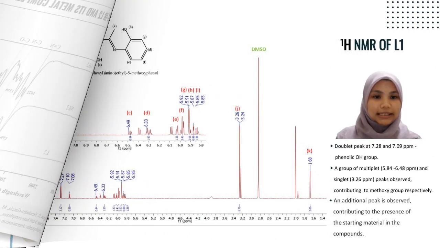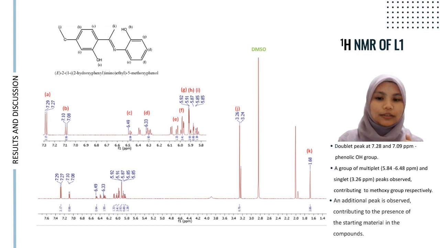So for NMR analysis, only L1 was analyzed using NMR spectroscopy due to L2 being obtained in liquid form and all the complexes were paramagnetic. So for proton NMR, the spectrum of L1 shows a doublet peak at 7.28 and 7.09 ppm, which corresponds to the phenolic OH group. So there is also a group of multiplet and also singlet peaks observed in the spectrum, which contribute to the aromatic protons and also methoxy group respectively.